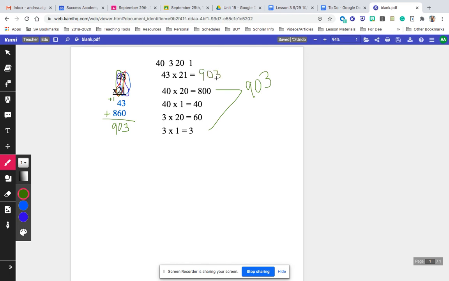I hope that that helped clear up how to use the standard algorithm and how you can use partial products to make sure that you're doing every step correctly.